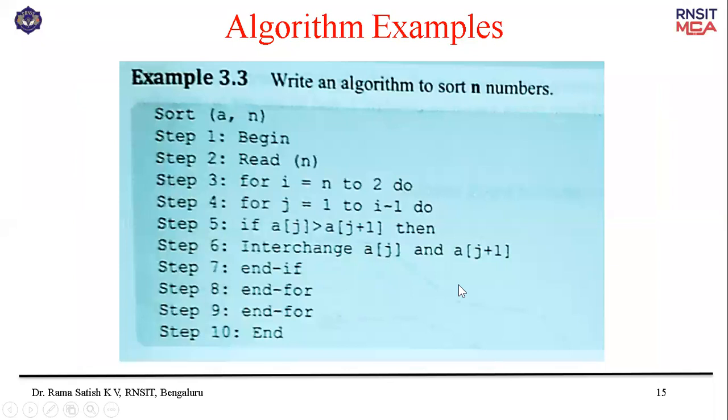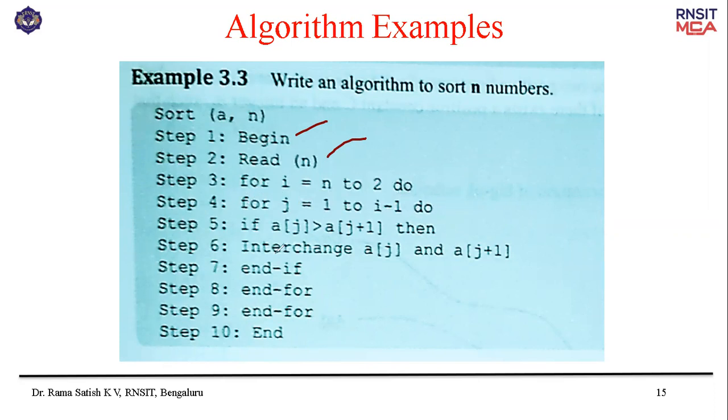The third example I have taken from the textbook is: write an algorithm to sort n numbers. n, you don't know how many, but you can do it. But here also it is the same. First, you have to give a valid name to your algorithm. The name is sort, and it will take an array A and n numbers. Now begin. Read how many numbers. Based on that, you create a for loop, for i from n to 2, and for j from 1 to i minus 1.